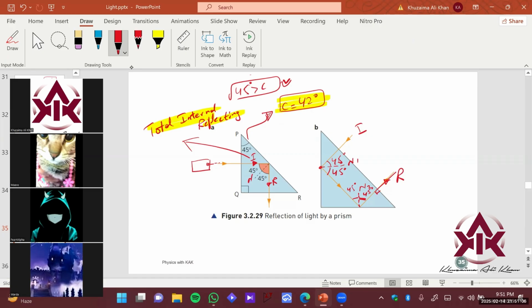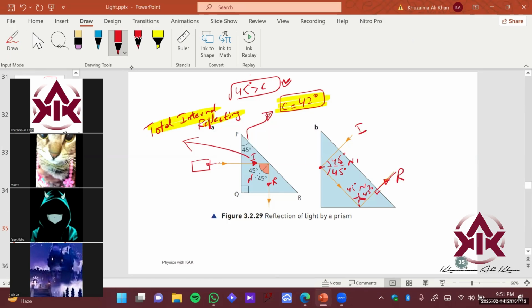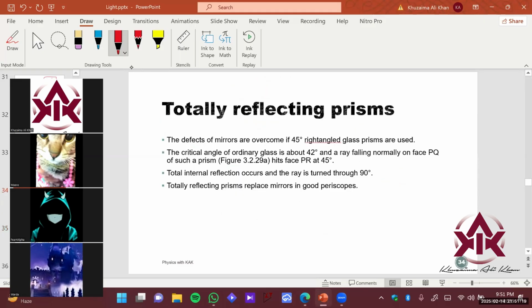So you can cause a change of direction using prisms if they are designed in such a way that the critical angle is 42 degrees, and you pass the light ray at an angle greater than the critical angle. It can cause these phenomena here, right? So this is how totally reflecting prisms are designed, and they are used in creating laser patterns and so on and so forth, right?